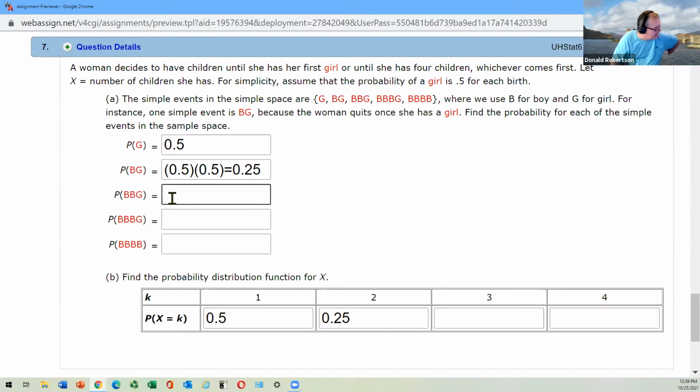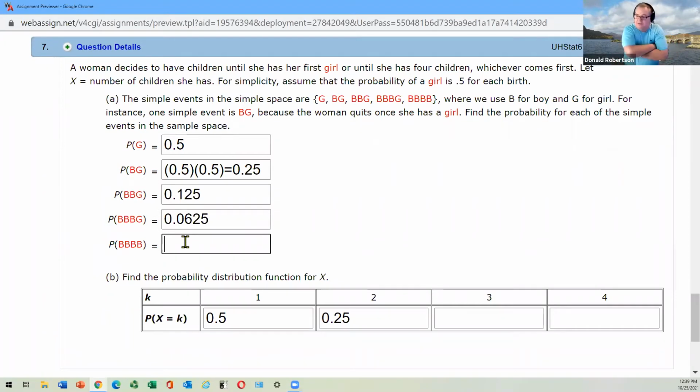Now, this fella here, would you agree it's going to be a boy, and then a boy, and then she got the girl and she stops? Now, wouldn't that be 0.5 times 0.5 times 0.5? And can you pretend that I did that? I'm going to do it with my calculator just to make sure. And it's 0.125. Now, what else could happen? She had 3 boys, and then finally she got the girl she wanted. So that would be 0.5 times 0.5 times 0.5 times 0.5. That is 0.0625 if you do it.